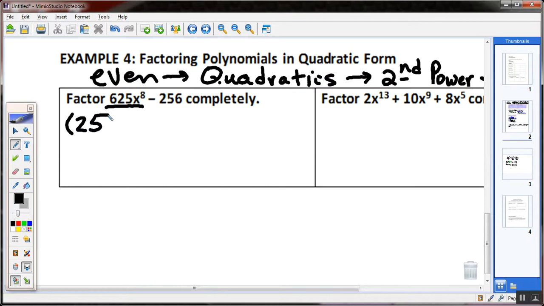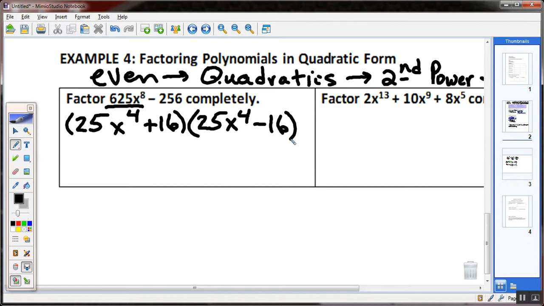So the square root of x to the 8th is really x to the 4th. So what we end up with here, kids, is 25x to the 4th. Okay, what did we say the square root of 256 was? Since this is a difference, this is just like that x squared minus 36. The terms are going to be the same. That's what we're going to have so far. Now, have I factored it? Absolutely, I've factored it. Have I factored it completely is the question.